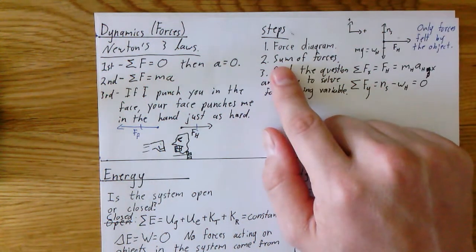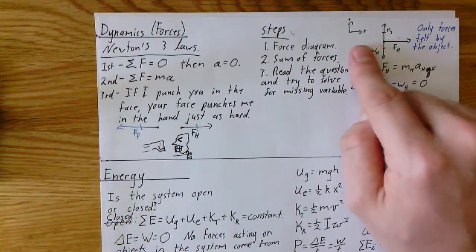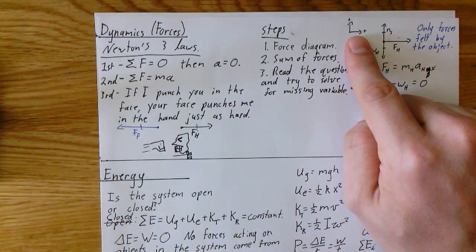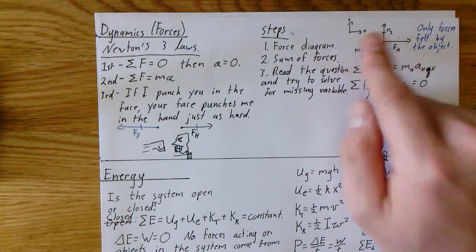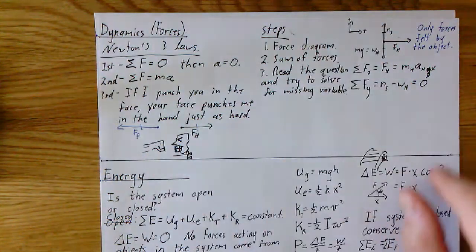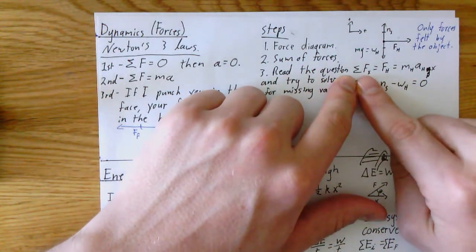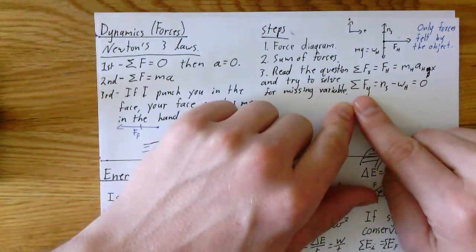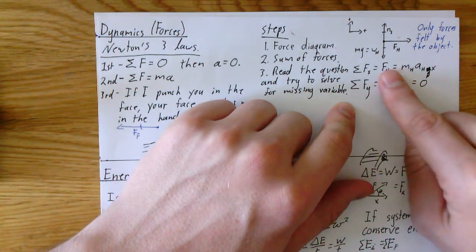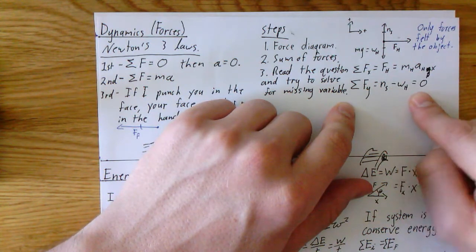Okay, step 2, take all these forces and add them up. You want to pick an XY axis that makes sense for your problem. Remember we talked about taking them and tilting them. You can tilt some axes. But regardless of how you orient them, you want a sum of forces in the x direction and a sum of forces in the y direction. If they're unbalanced, they'll equal ma. If they're balanced, they'll equal 0.